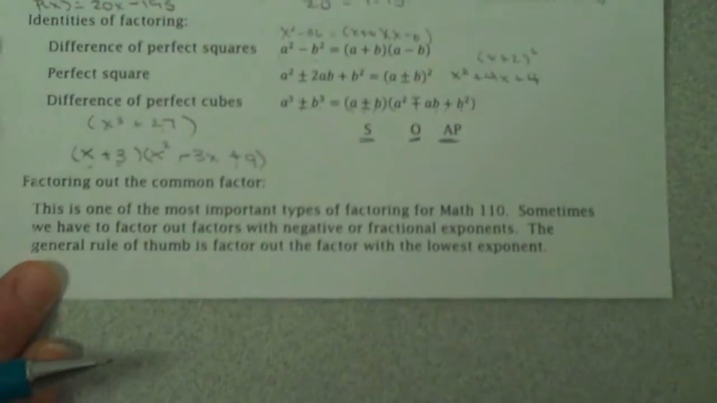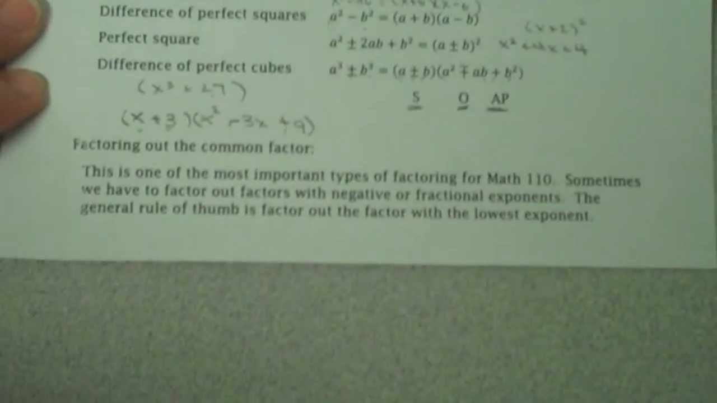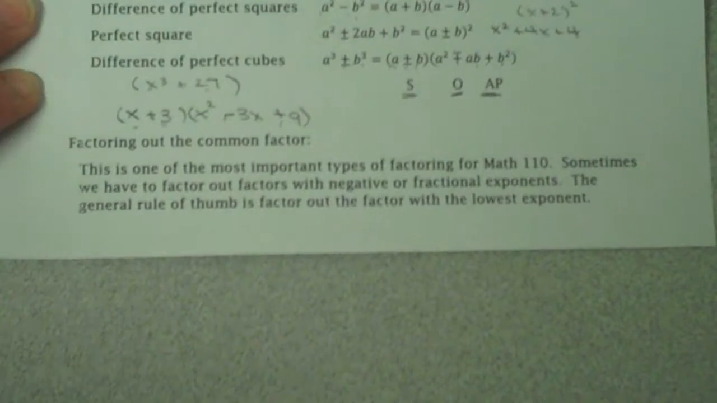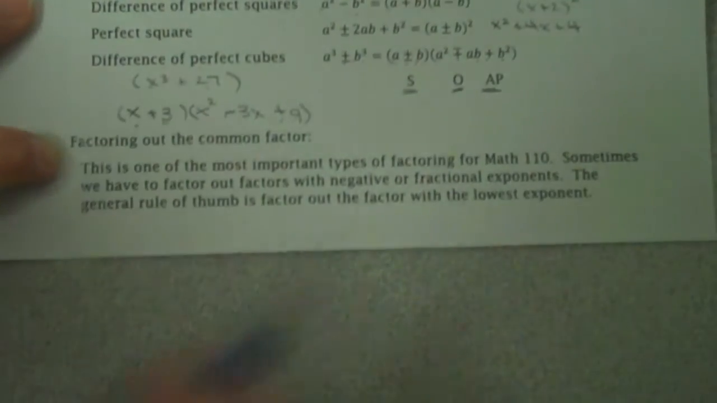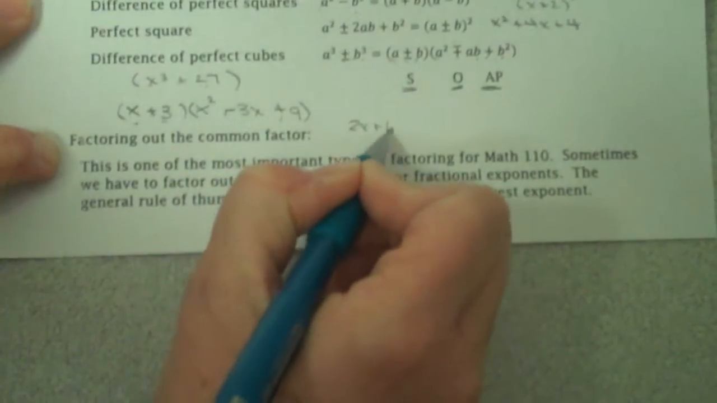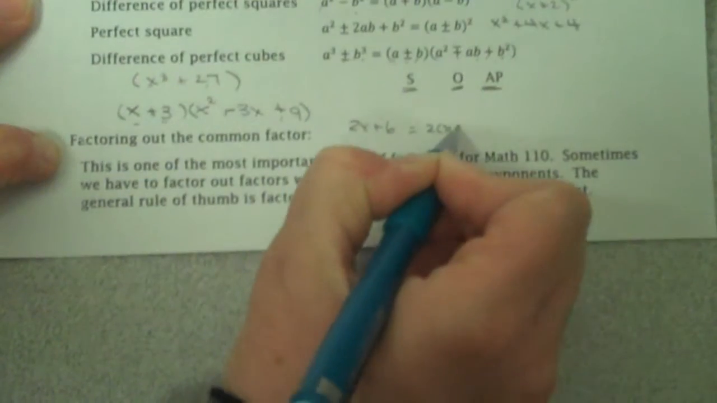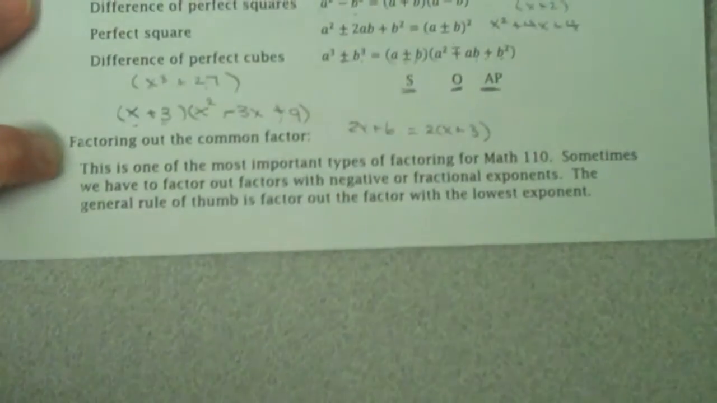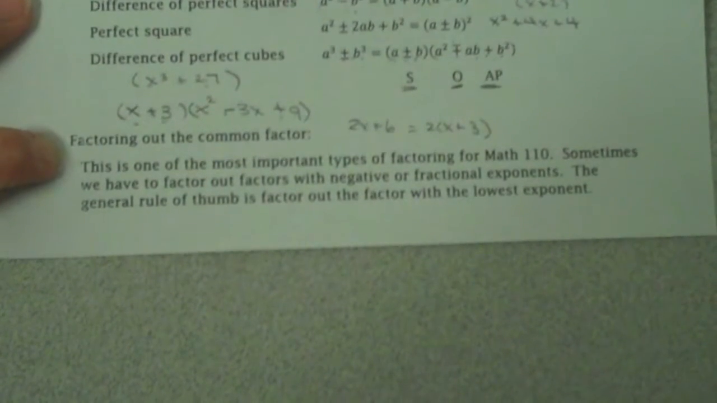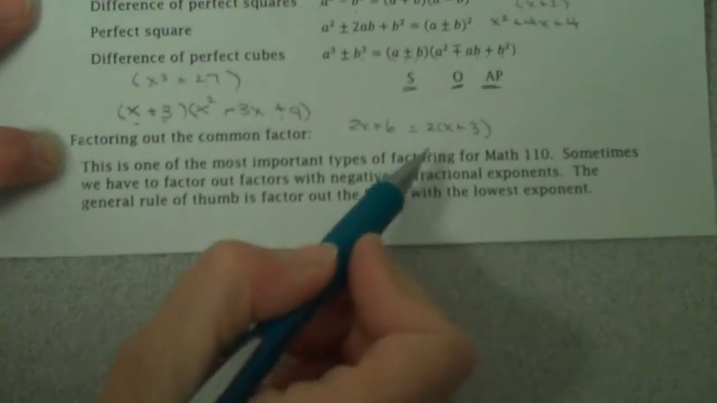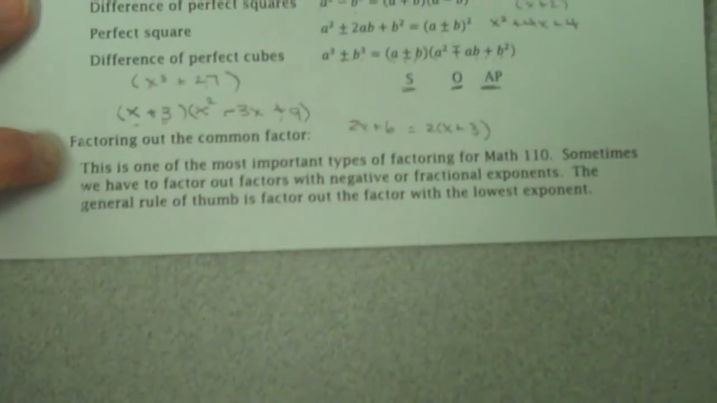But the most important thing that we have to do in Math 110 that you probably have not done before, or definitely not done a lot before, is factoring out the common factor, which sounds like a really simple thing. Seems easy. Factoring out the common factor, you might think 2x plus 6, factor out the 2. Very simple idea. You're just taking 2x plus 6 and dividing each term by 2, and putting the 2 outside so that it could distribute back in.